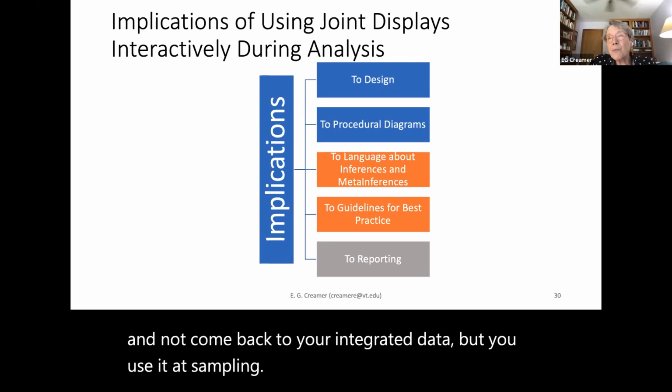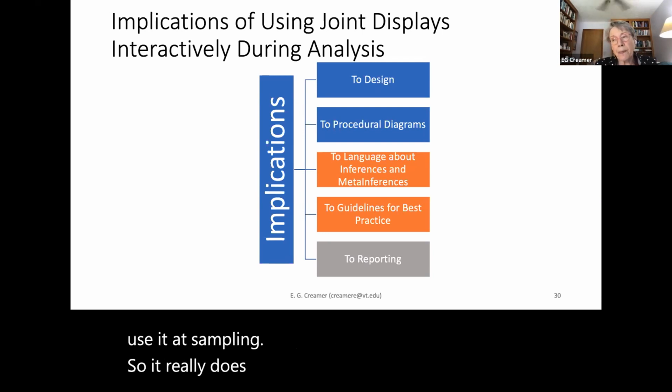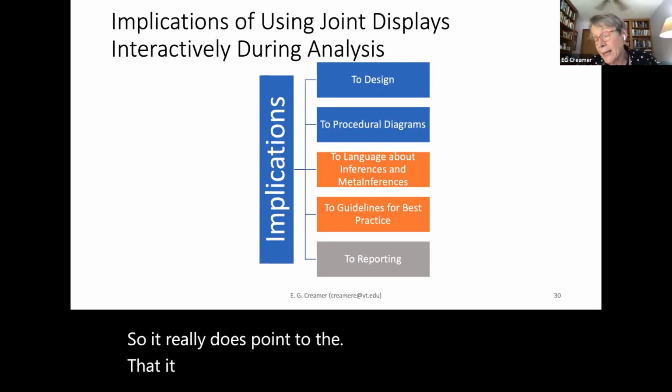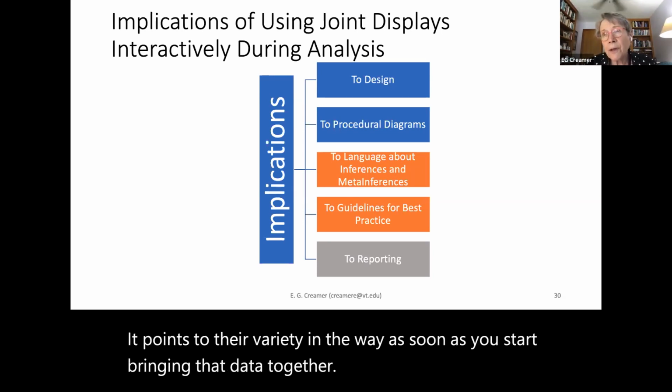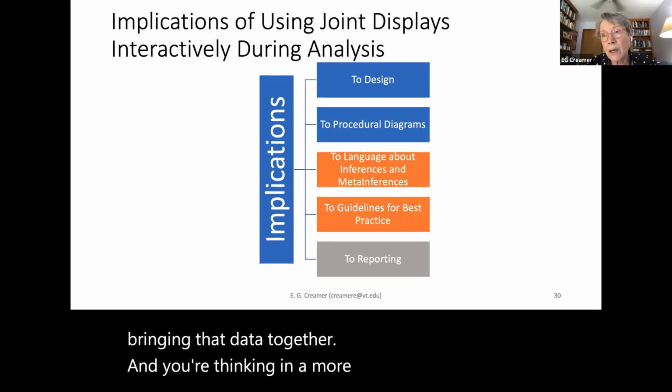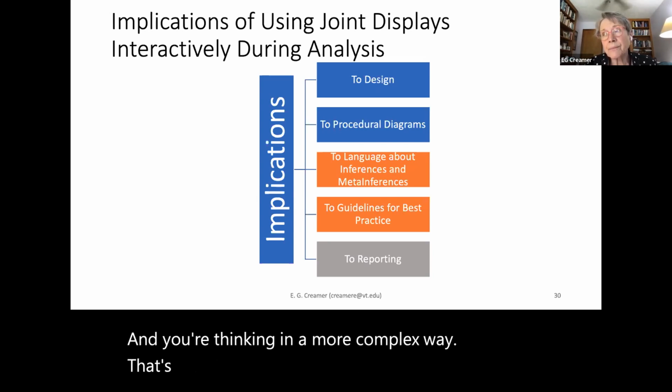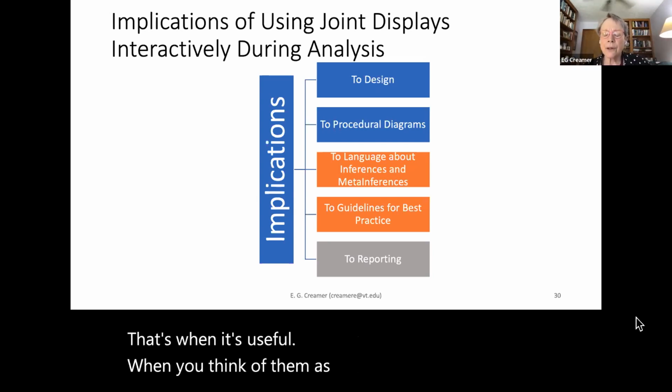So it really does point to their variety. It points to their variety in the way, as soon as you start bringing that data together and you're thinking in a more complex way, that's when it's useful, when you think of them as the full range. Nice question.